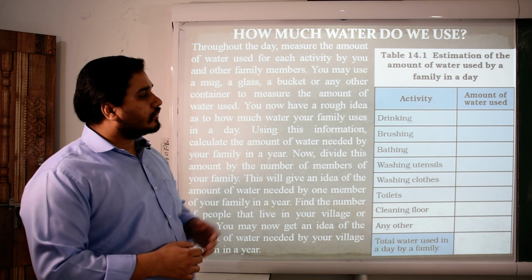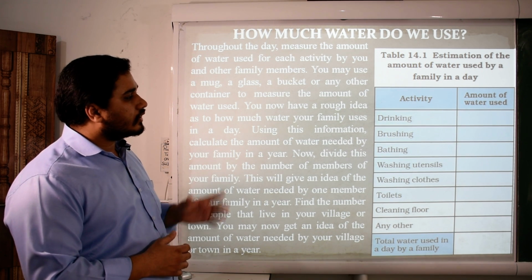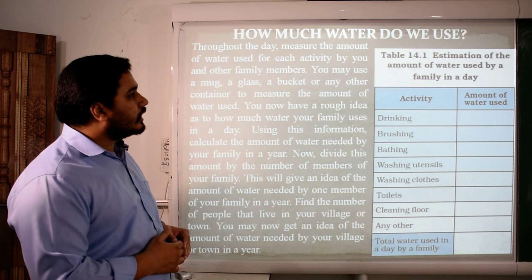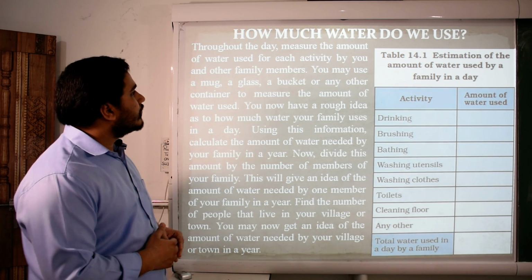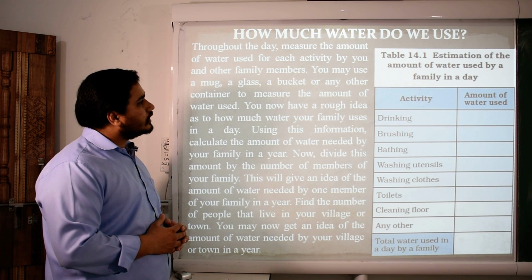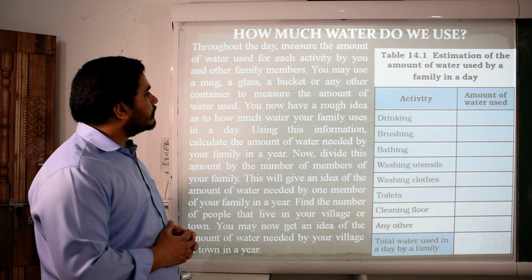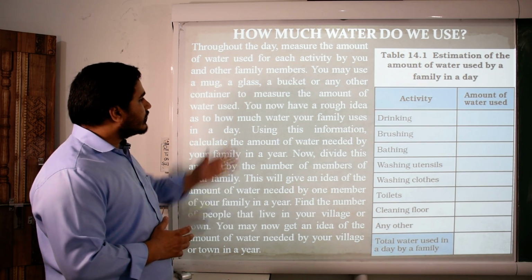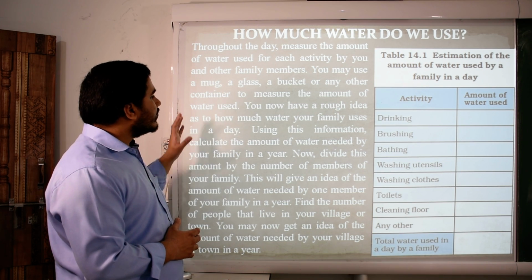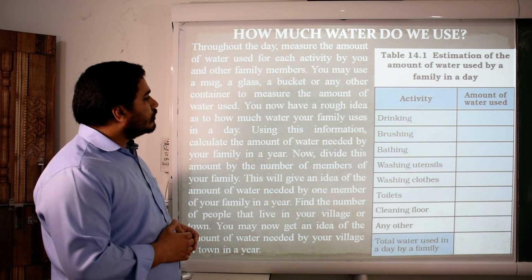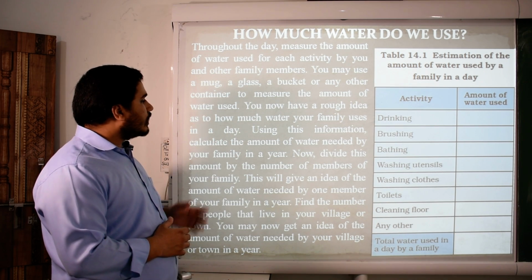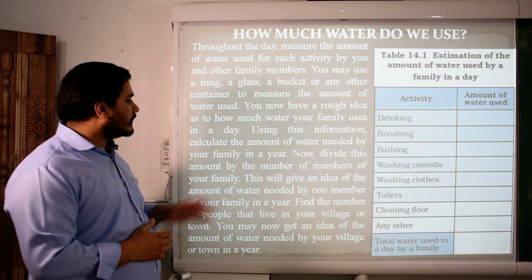With the help of this table, we can easily estimate the quantity of water used per day by a person or by a family. Throughout the day, measure the amount of water used for each activity by you and other family members. You may use a mug, a glass, a bucket or any other container to measure the amount of water which is used by you. Have a rough idea as to how much water your family uses in a day.